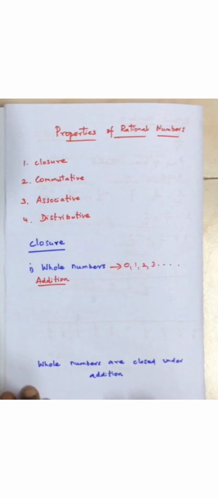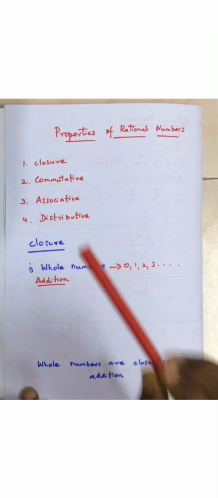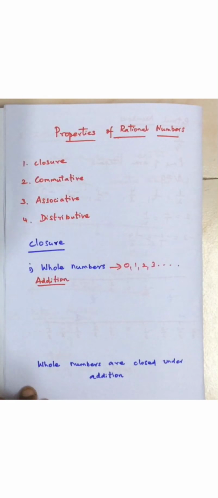Good morning. In this class, we are going to see about properties of rational numbers. There are four properties. They are closure, commutative, associative, and distributive. These are the properties of rational numbers. We will start with closure property.